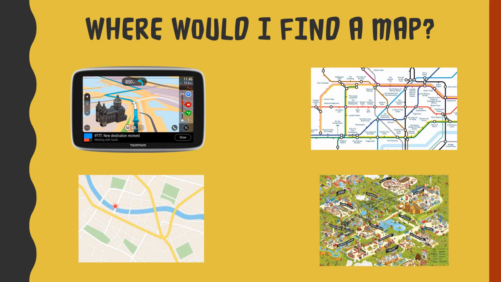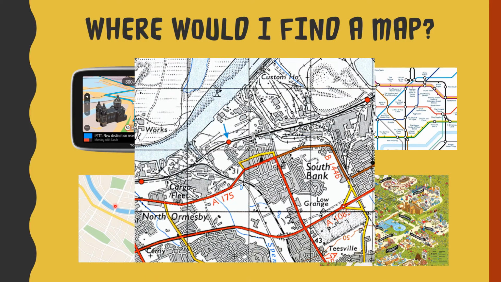You might have seen something like this. This is like Google Maps, so you might use it on your computer to see where places are. But the one we're going to focus on today is one that looks like this. This would be the most common map you might use if you were trying to get from Southbank to North Ormesby, and it would show you things that you need to follow.